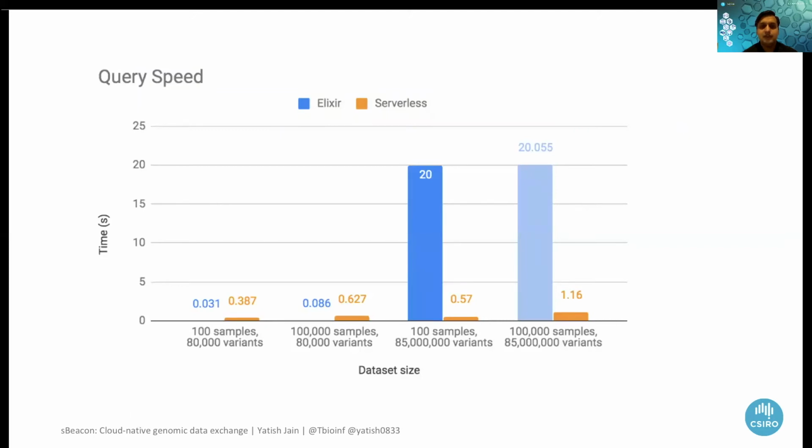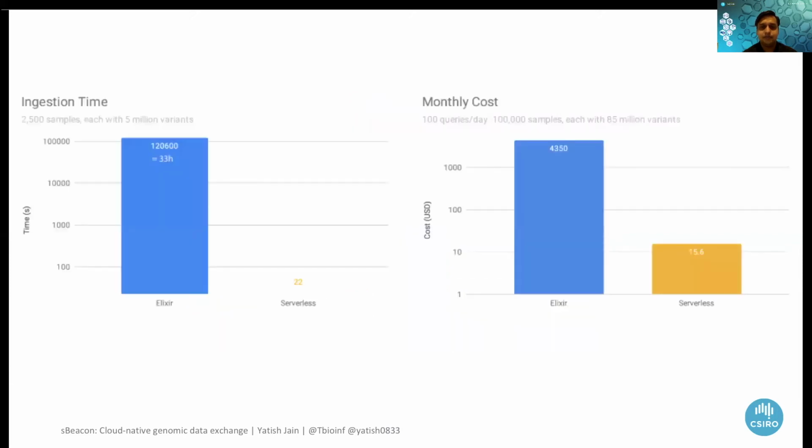The query time of the Elixir implementation increases exponentially with increased dataset size, which is brought down to a linear increase in Serverless Beacon. Testing the bulk ingestion of 2500 samples with 5 million variants, Elixir implementation requires 33 hours to register these new data assets with a central database, while Serverless Beacon only takes 22 seconds. This represents a 5400 fold speed up and 99% cost improvement.